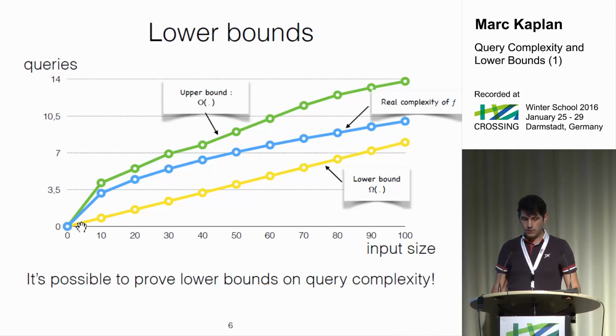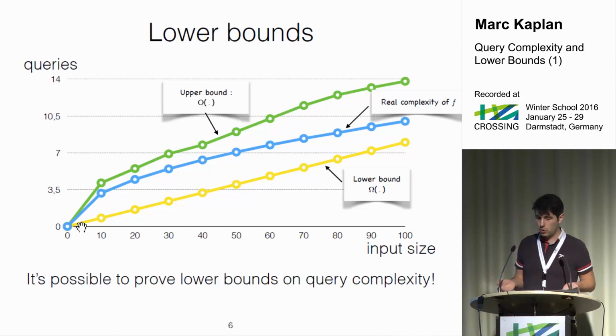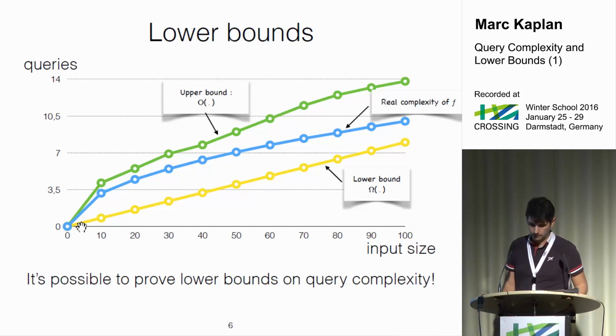And the yellow curve at the bottom is the lower bound for the query complexity, which means basically any function that you can use to lower bound the real complexity of the function. It's something that doesn't happen very often, but in this model of query complexity, we have very good methods to prove lower bounds. It's not true in many models, Turing machines, even circuit complexity. It's very hard in general.